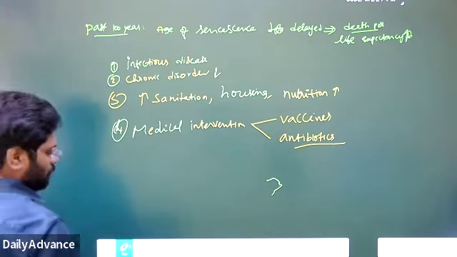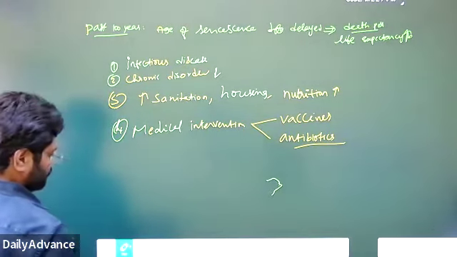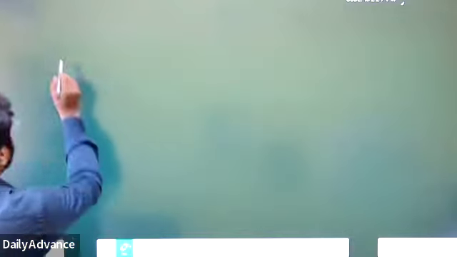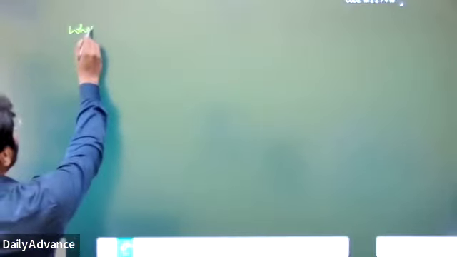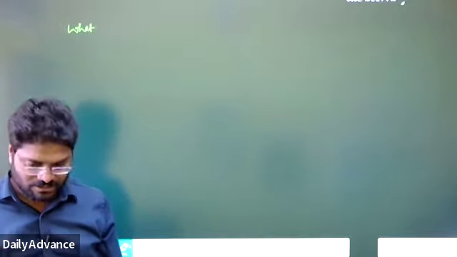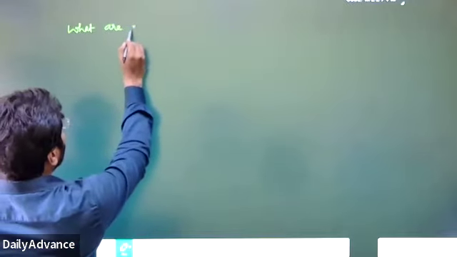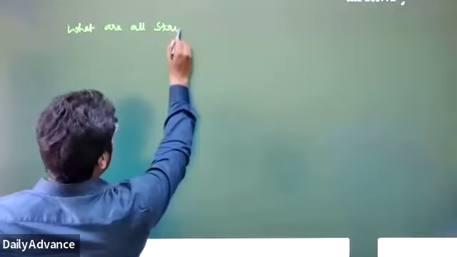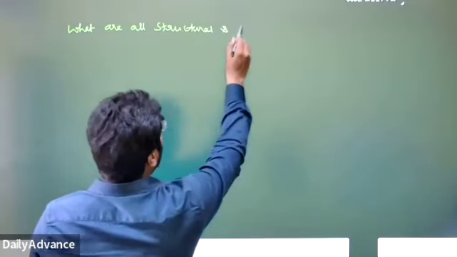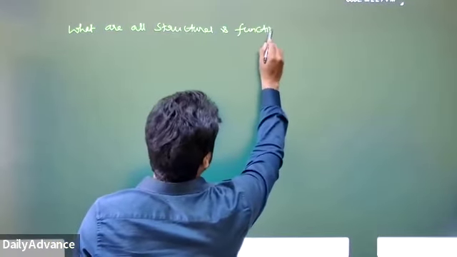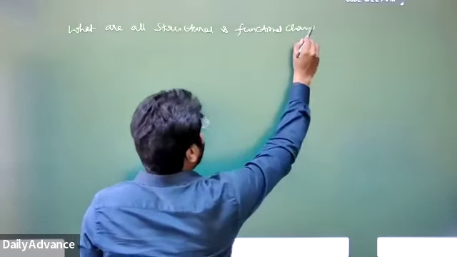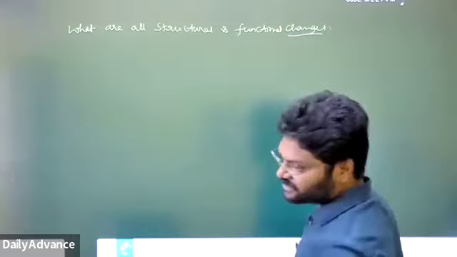Next, what are all the changes occurring in senescence? Aging and senescence is a long answer question. I told you, senescence, adolescent years, prenatal stage, these are all important from the exam point of view. So what are all the structural and functional changes in senescence?